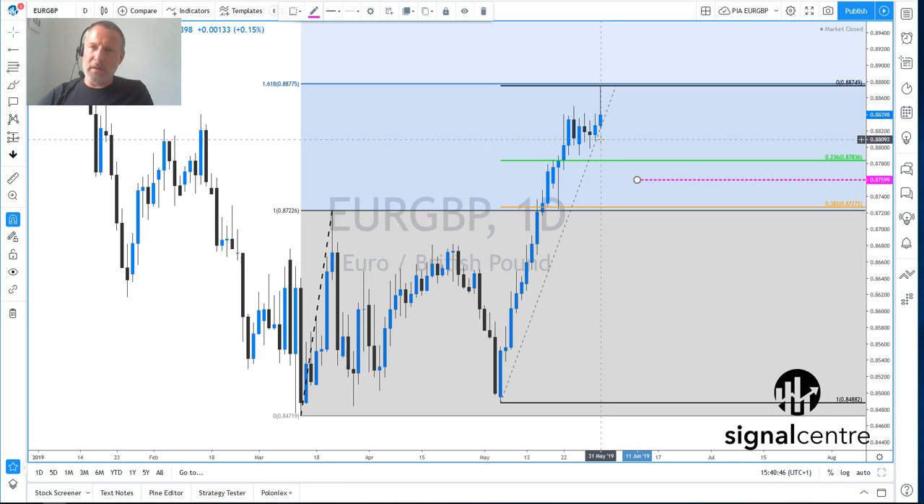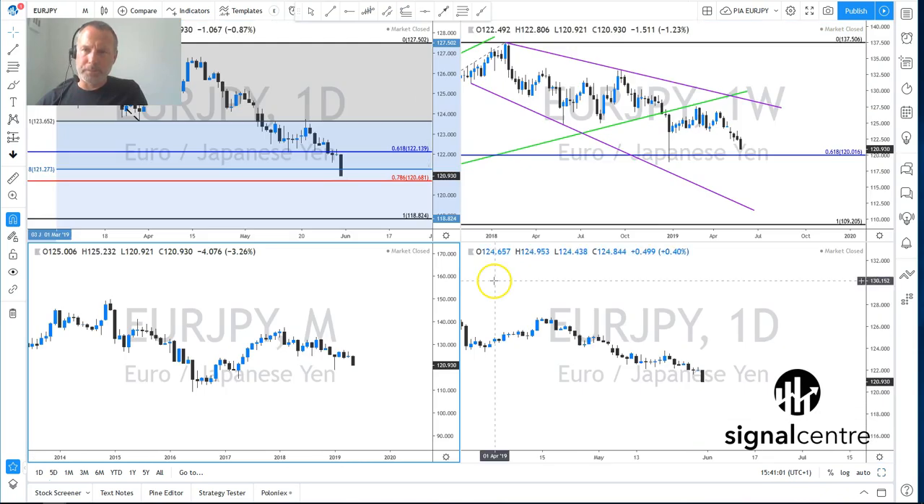Prime support this week is at 87.60, and that's in between the 23.6 and 38.2 percent Fibonacci levels. So quite a prime area, I believe, for trying to get long again in euro sterling.